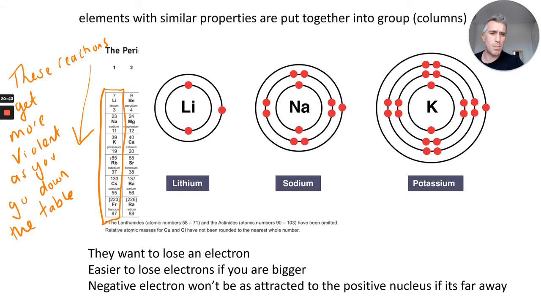But if you go over to potassium, that one electron is further away from the nucleus. So it's easier for that negative electron to escape the positive nucleus. So there you go. They all want to lose an electron. It's easier to lose an electron if you are bigger. The negative electron isn't attracted to the positive nucleus if it is far away.